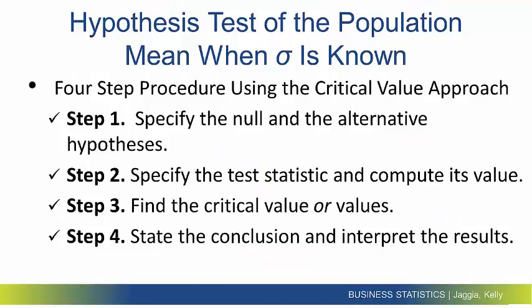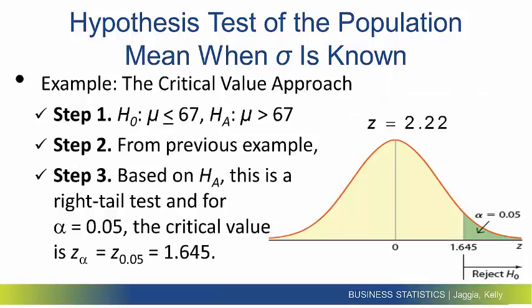First we specify the null and alternative hypothesis, then we specify the test and compute the test value. Next we find the critical value or values, and then we make a decision and draw a conclusion. Again, here's the same example. The Z statistic was calculated as 2.22.